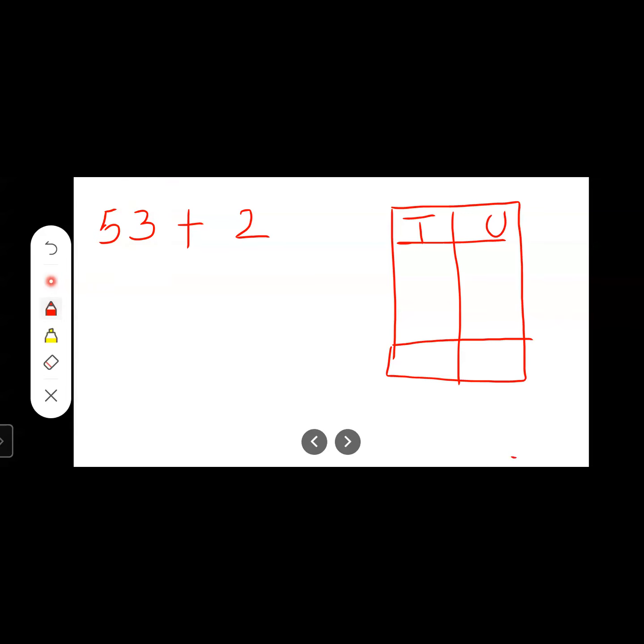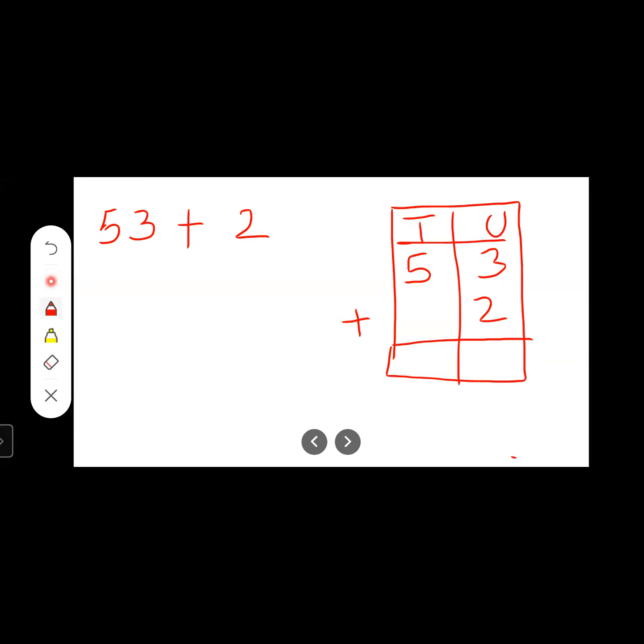5 will go in which place? Here in the tens place. 3 will go in which place? Here. Very good. Then where will the 2 come, where we will write the number 2, in the tens place or in the units place? Yes, very good. Everyone is writing correct. We will write 2 in the units place.